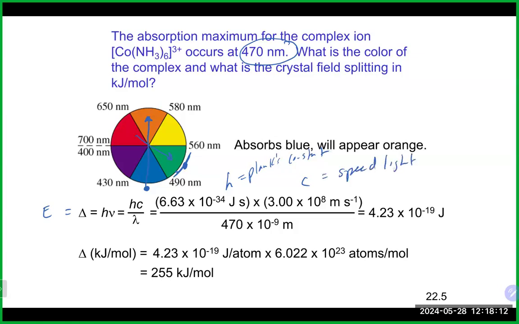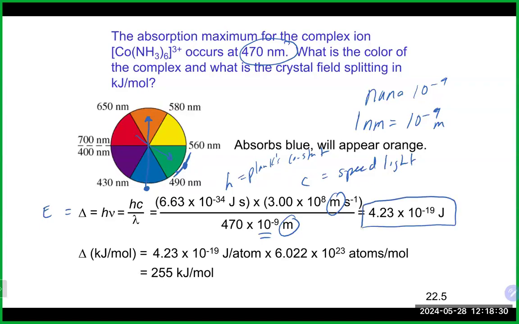When we use this equation, because this is in meters, we have to convert our nanometers into meters. Nano is 10 to the minus 9, so 1 nanometer is 10 to the minus 9 meters. When we do that, that gives us 4.23 times 10 to the minus 19 joules per atom. Now we can multiply by Avogadro's number, and the atoms will cancel, and that'll give us something like 255 kilojoules per mole.